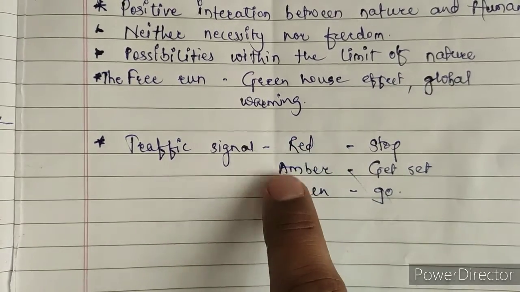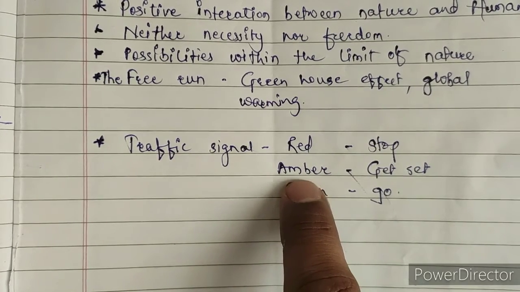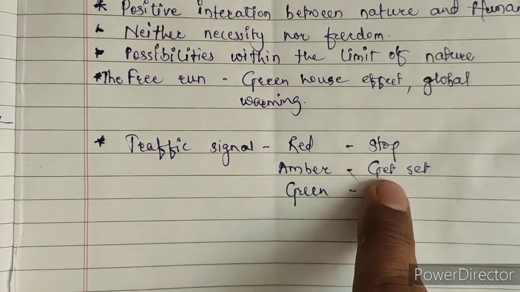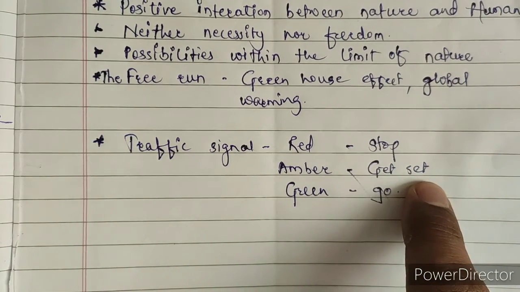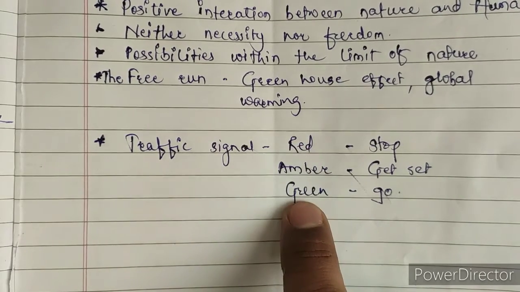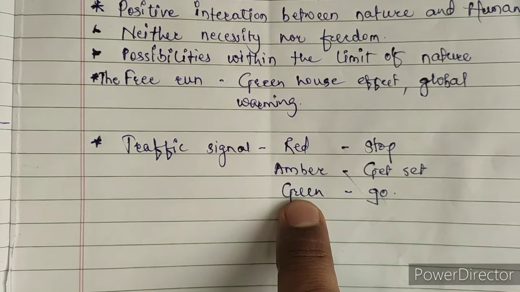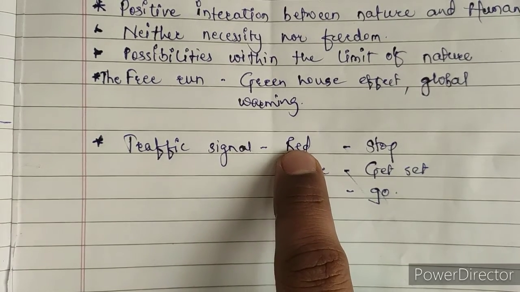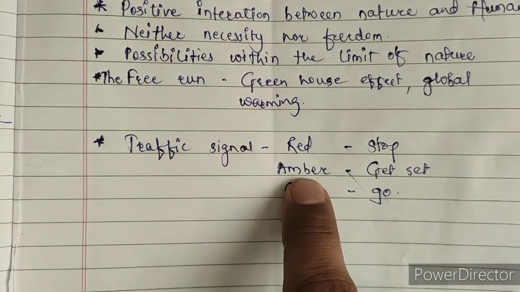So between these two colors there is one more color. That color is amber, it looks a little yellow. This color allows us to get set, to get ready. So this color creates balance between red and green. Here red means nature is strong, green means human beings are strong. But if we follow the rules of nature, then we can create possible conditions for us.